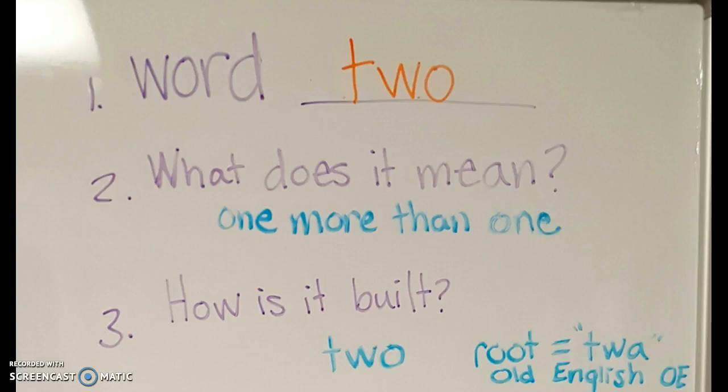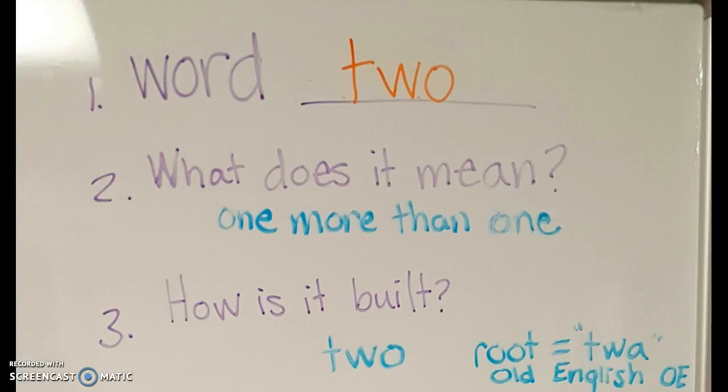It means obviously one more than one, like I have two cars or $2. How is the word built? The basic bare bones of the word two is just the letters TWO. There is no further renderings of it. You can't take off a base or a suffix or an extra syllable. It is just two. The history of the word is it comes from the root TWA, and it is an Old English word.